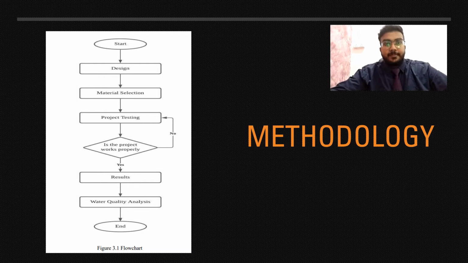Moving on to methodology. For the methodology, the project flowchart has been created. In the flowchart, there was a designing phase, material selection, and project testing. If the project works properly, the result will be taken. The result of this project is the filtered water through the system. The water sample will be sent for water quality analysis to determine the quality of the water. If the project is not working properly, the project will be tested again with different ideas.